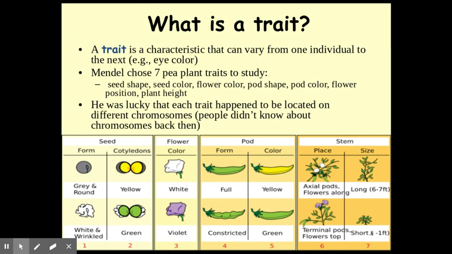So first of all, what is a trait? A trait is a characteristic that can vary from individual to individual, and you can actually see the traits that he chose. There were 7 pea plant traits that he chose to study. He studied the seed color, the seed shape, the flower color, the pod shape, the pod color, the flower position, and the plant height. He was lucky that each trait happened to be located on different chromosomes. He didn't know about chromosomes back then, so he couldn't have purposely done that, but he was lucky that it turned out that way.